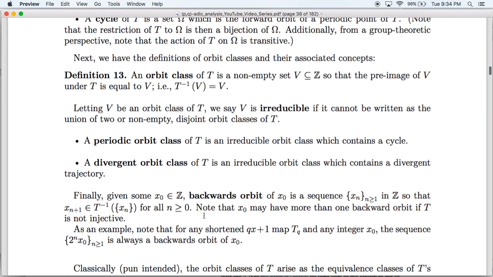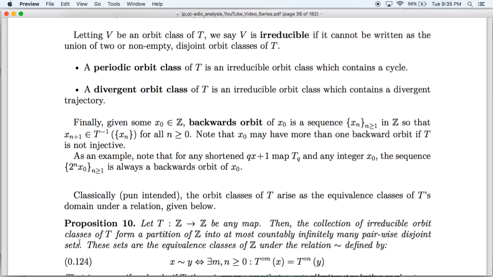In particular, for the shortened qx plus 1 map, the backwards orbits are most of the time going to be infinitely many of them. Although there's one exception: if x0 is a multiple of q, the only possible backwards orbit we can have will be twice itself. And anyway, given any x0, we can always get a backwards orbit for the shortened qx plus 1 map by just considering 2 to the n times x0.